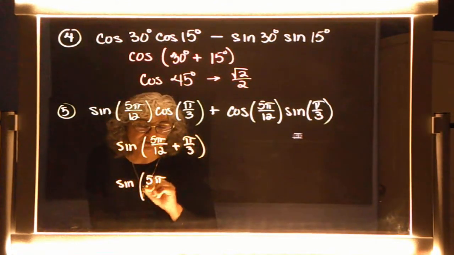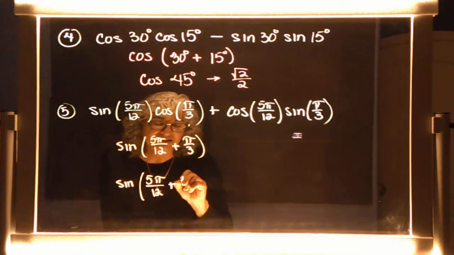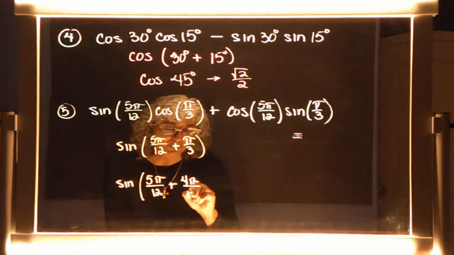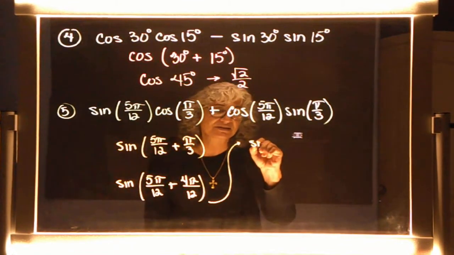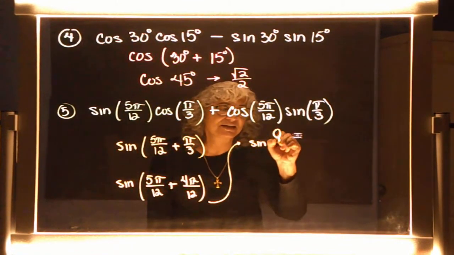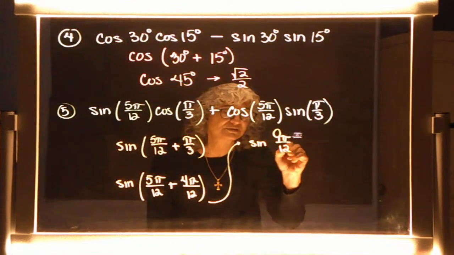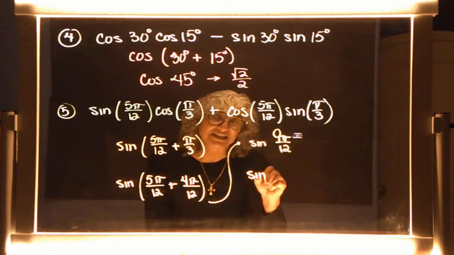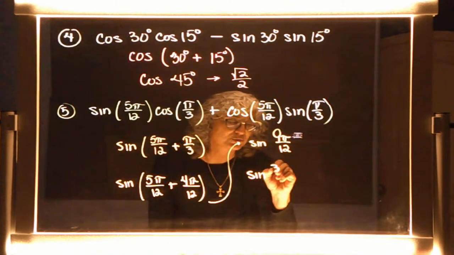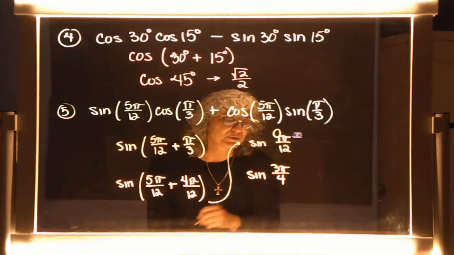So 5 pi over 12 plus 4 pi over 12. Wonderful. Which would give me the sine of 9 pi over 12. And as with all fractions, you reduce if you can. So you're actually taking the sine of 3 pi over 4.